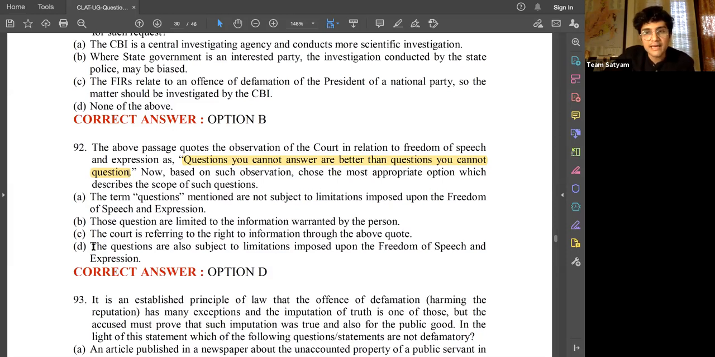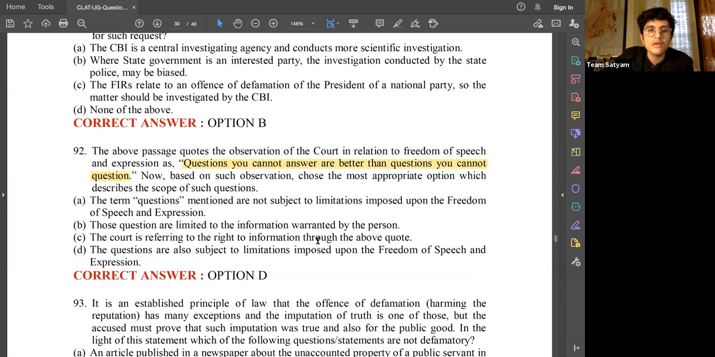So asking questions, specifically in the situation where there are media people and journalists who constantly question authorities in power, is also an exercise of their freedom of speech and expression. And because it is an exercise of freedom of speech and expression, it can be subject to some limitations, because no freedom of speech and expression, or no fundamental right, is absolute in nature. So option D is correct, because it states that the questions are also subject to limitations imposed upon the freedom of speech and expression.